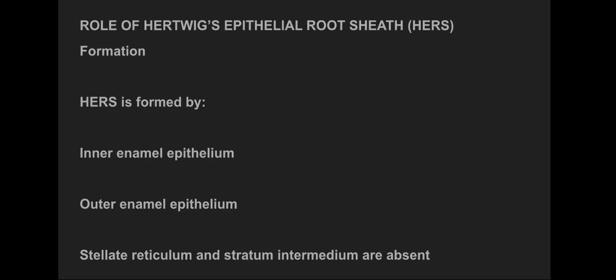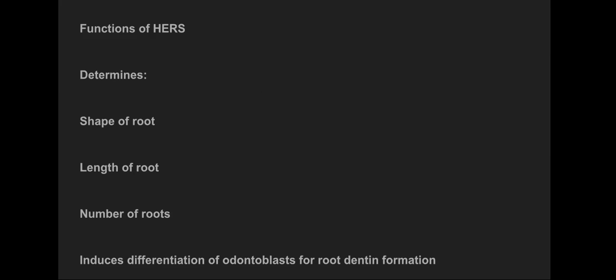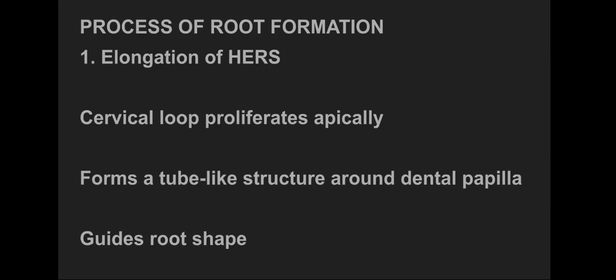Next is the role of Hertwig epithelial root sheath. It is formed by inner enamel epithelium and outer enamel epithelium; stellate reticulum and stratum intermedium are absent. Next, structure: a double layer epithelial sheet extends apically from the cervical loop and surrounds the dental papilla at the future root area. Next are the functions. What are the functions of Hertwig epithelial root sheath? Determine the shape of the root, length of the tooth, and number of roots.